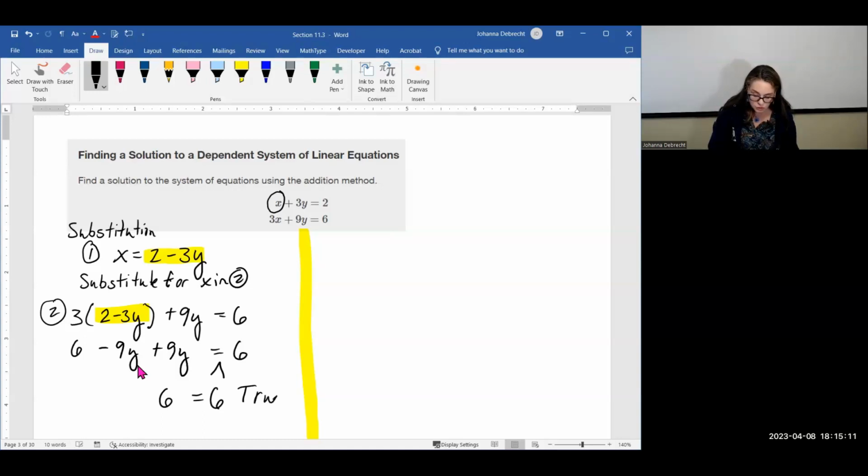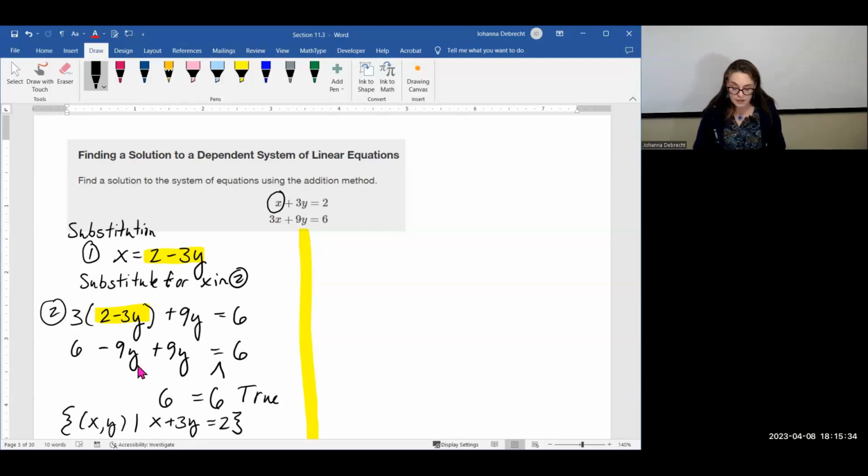But that's true, which means that these are in fact the same line. They don't look like the same line, but they are the same line. And so my solution set is going to be the set of all ordered pairs x, y such that, and just give one of the equations of the line, that they're on that line, right?